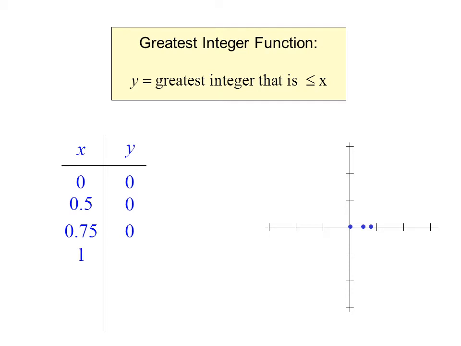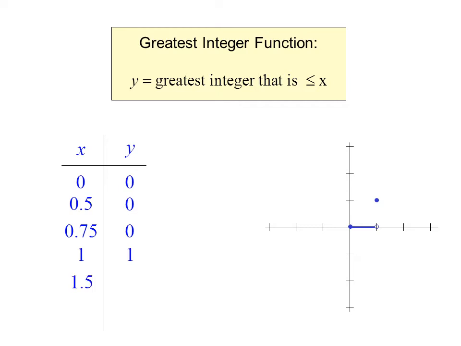But if we let x equal 1, 1 is an integer. So the greatest integer that's less than or equal to 1 is 1. And we have a jump or a step. We could continue picking points until we filled in the line segment. And it would look like this, with a solid dot at the left and an open circle at the right.